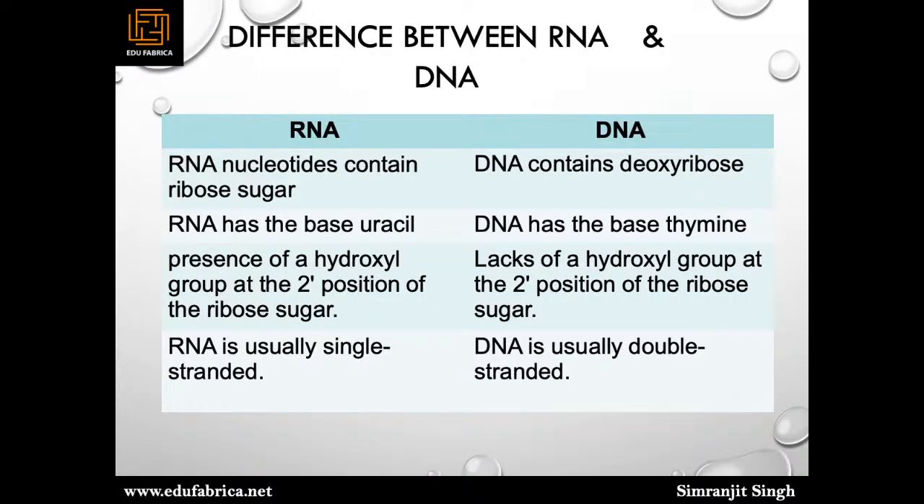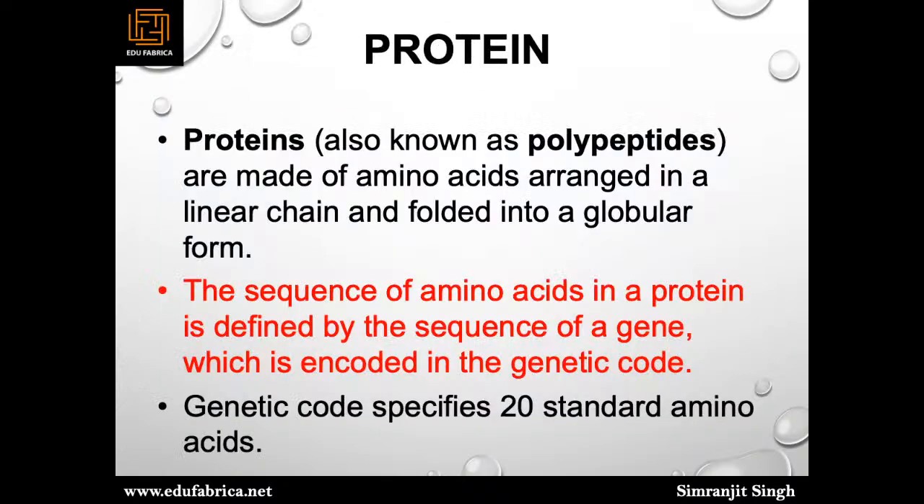So this, I can skip the difference between DNA and RNA now. That is the sugar and base pairs difference, uracil and thymine is the main difference. There's a presence of a hydroxyl group at the second carbon of the sugar in RNA, and that is not present in DNA. RNA is mostly single stranded, whereas DNA is double stranded.